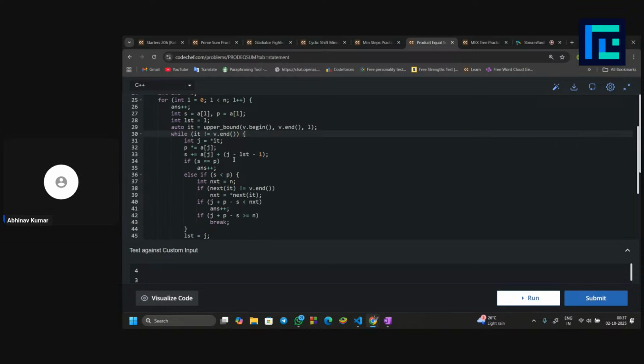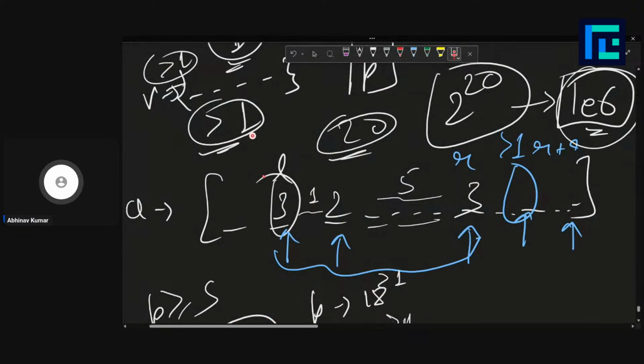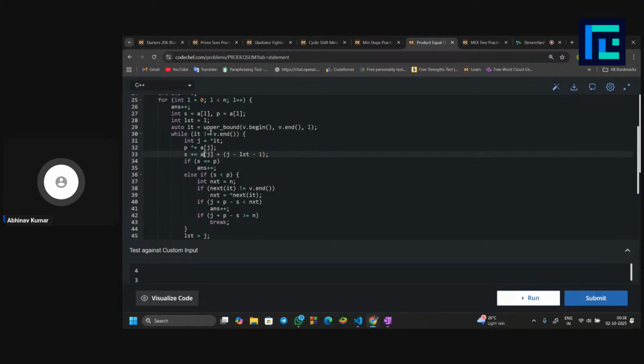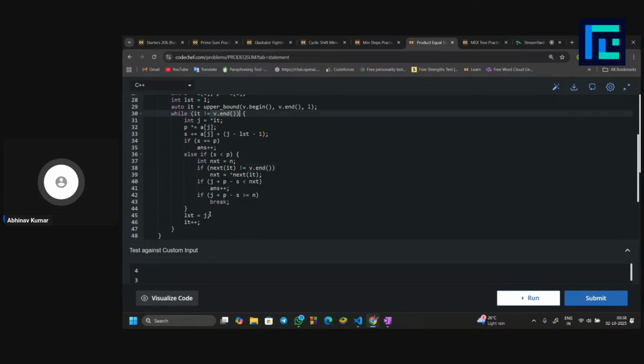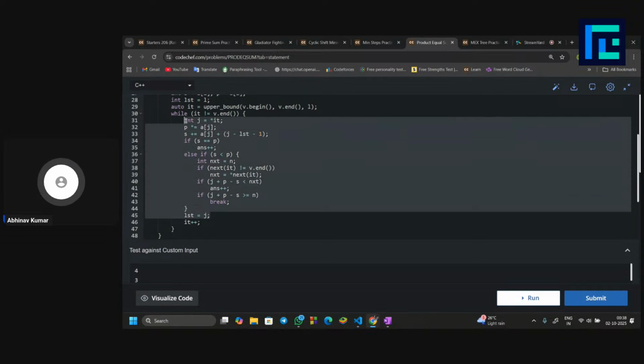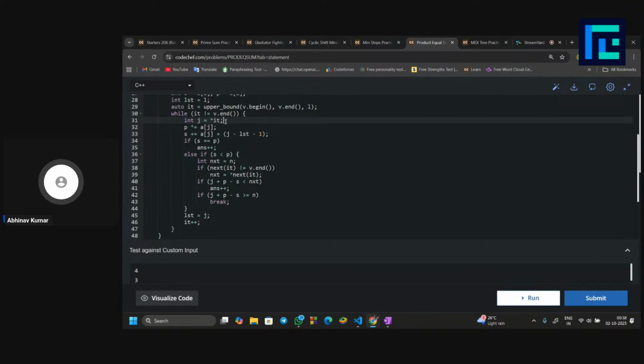Now, while it is not equal to V.end, I'll iterate through all the values in my vector V starting from the upper bound R I calculated. I'll iterate through all the next R's which are greater than 1. So while it is not equal to V.end, I do it plus plus. In this way, I iterate through all the indices in the vector. Now I'll do j equal to star it, so in j I get the next index.